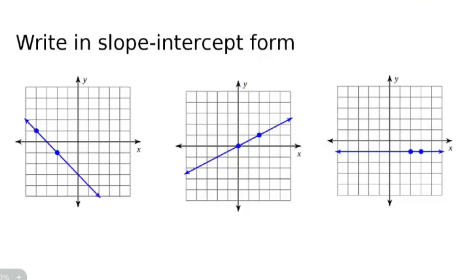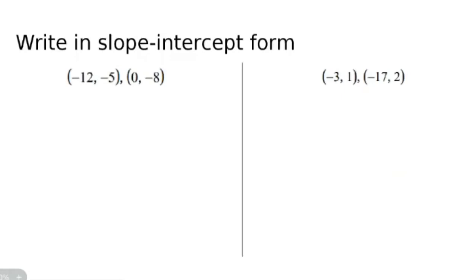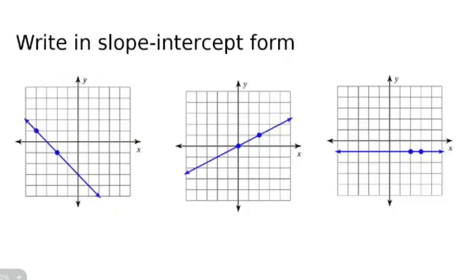Write each in slope-intercept form. This might be the last thing I do today. No, it's not. Oh, I was way off. All right. So if I'm going to write each in slope-intercept form, I have to remind myself that slope-intercept form looks like that. Okay? So I need to find the slope in all of these.